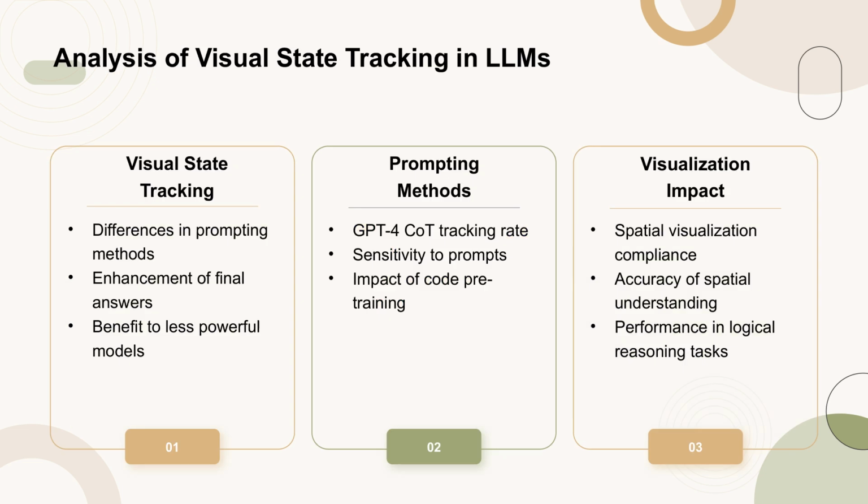The analysis focuses on 3 main questions regarding visual state tracking, VOT, in large language models, LLMs. Firstly, do different prompting methods result in varying visual state tracking behaviors? The study found that GPT-4 COT demonstrated a noticeable tracking rate across tasks, except for route planning, indicating LLM's inherent capability in visual state tracking when spatio-temporal simulation is integral to reasoning. However, the behavior is sensitive to prompts, with explicit prompting improving visual tracking rates and overall performance.